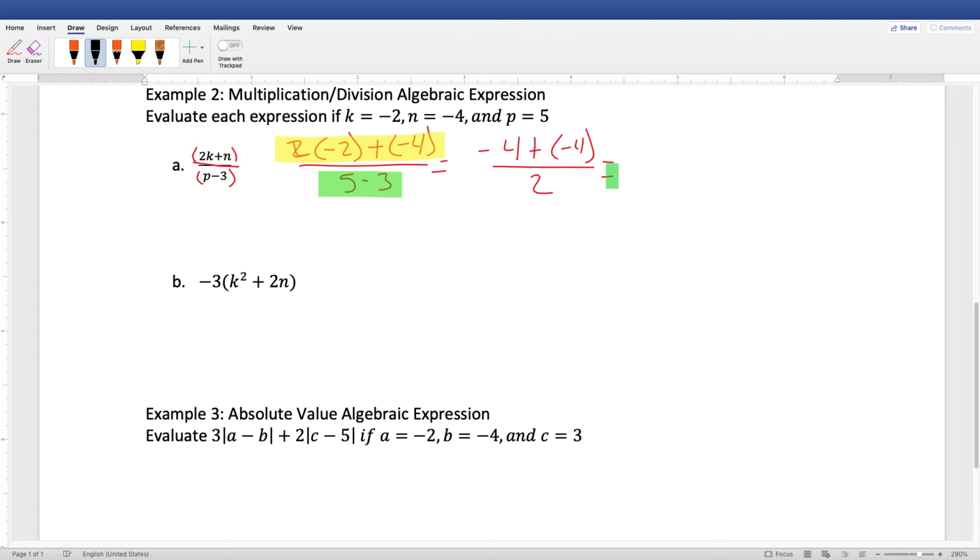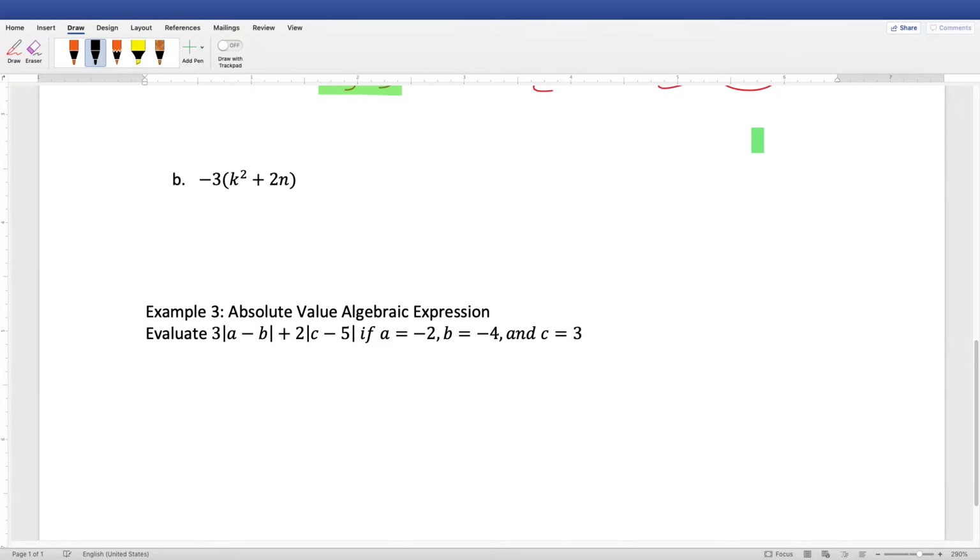So now let's simplify our numerator again. I have negative 4 plus a negative 4 gives me a value of negative 8 over 2. Simplifies down into negative 4. So the answer to A is negative 4.